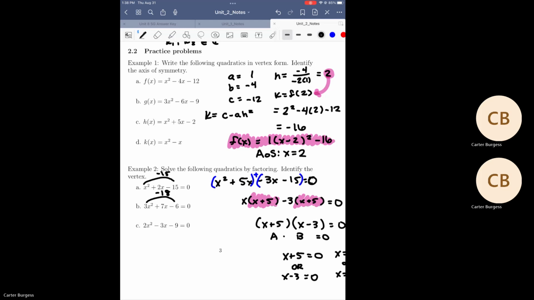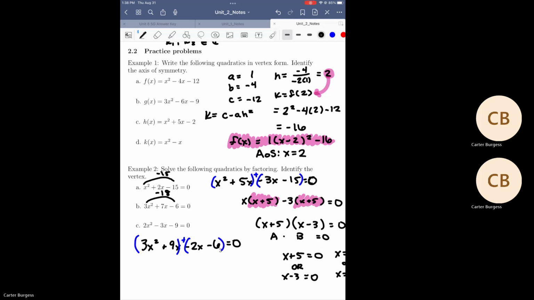So in this case, what are the two numbers that multiply to make negative 18 that add to make positive 7? 9 and negative 2. And so we take that 7x, we split it up. This is going to be plus 9x minus 2x minus 6. We do the exact same thing we did before.